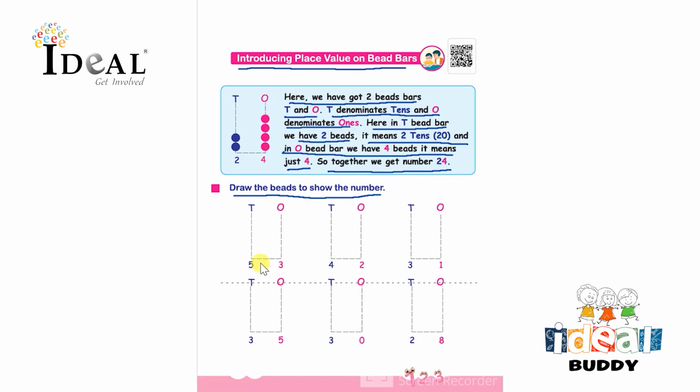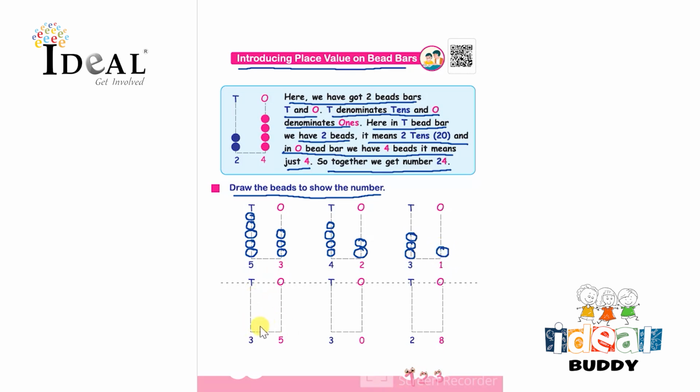So over here 53. So at tens place there would be 5 beads. 1, 2, 3, 4, 5 and at ones place there would be 3 beads as 3 is at the ones place. In 42 at tens place there would be 4 beads and at ones place there would be 2 beads. In 31 at tens place there would be 3 beads and here at the ones place only 1.